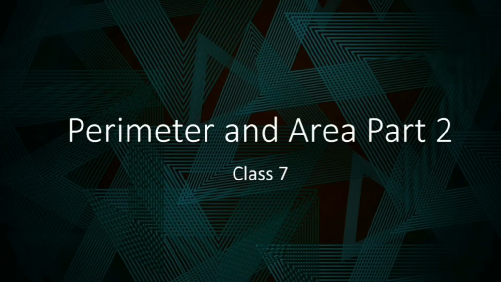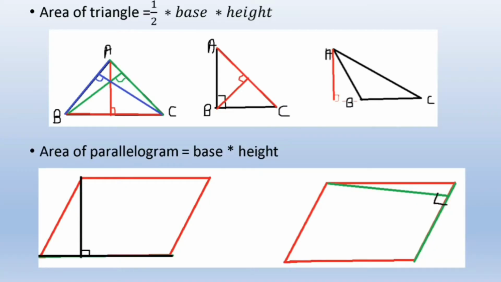Hello students, today we are going to start the second exercise of area and perimeter. In this exercise we will deal with triangles and parallelograms. The triangle area formula is 1/2 multiplied by base into height. It depends on what base you are taking and the corresponding height you need to take.